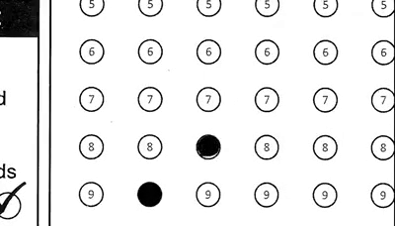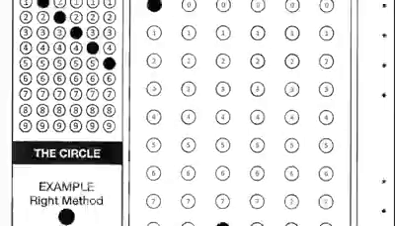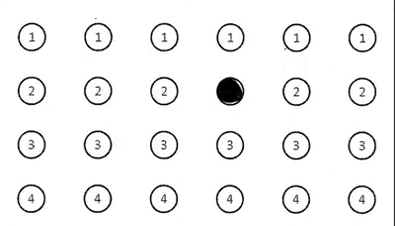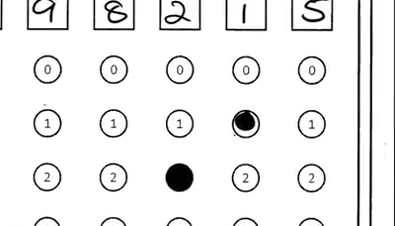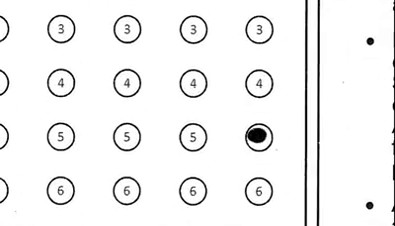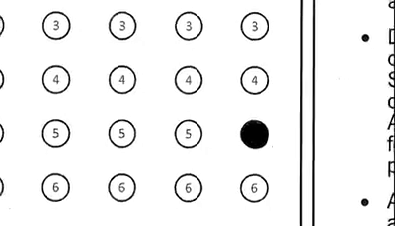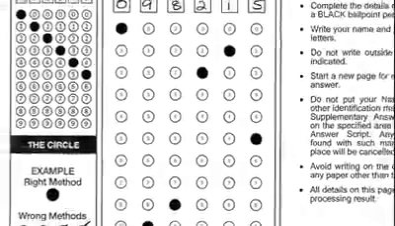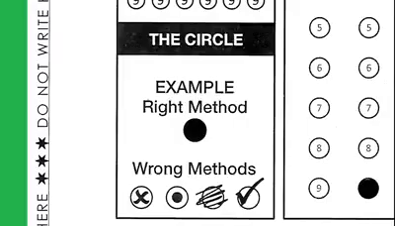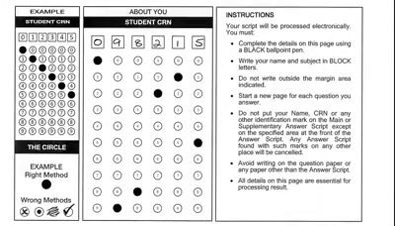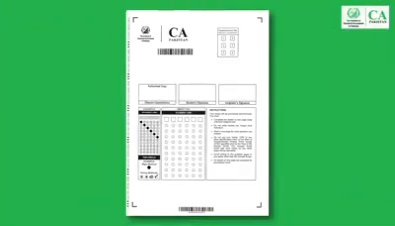the third circle in the 9th row for 8, the fourth circle in the 3rd row for 2, the fifth circle in the 2nd row for 1, and the 6th circle in the 6th row for 5. You should shade the circle properly and avoid any of the wrong methods given in the example. Adjacent to the About You box, you will find instructions that must be read before writing anything on the answer script.